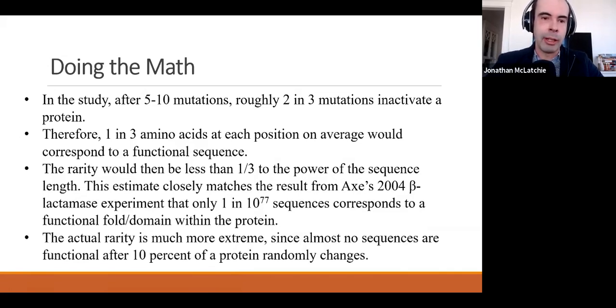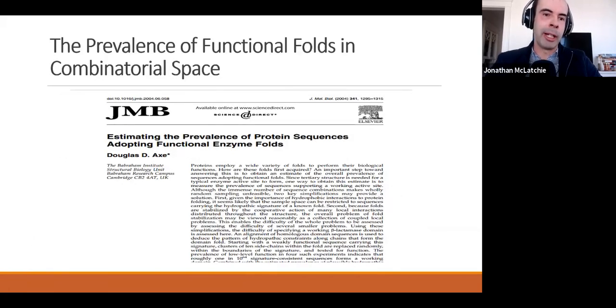And the actual rarity is much more extreme, since almost no sequences are functional after 10% of a protein randomly changes. So this was the previous paper by Dr. Douglas Axe, which is very well known on this. The experimental procedure gets a little technical, so if anyone wants the technical details, I'm happy to correspond with them or talk to them afterwards.